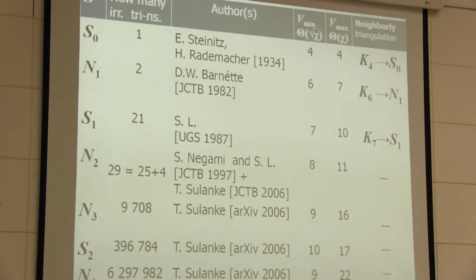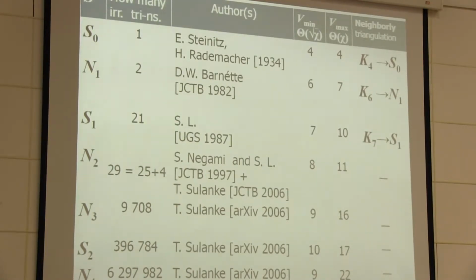For the projective plane, obtained by Barnett in 1982, Journal of Combinatorial Theory, Series B. One of them is the embedding of the complete graph K6 in the projective plane. It is a triangulation, and another one has 7 vertices.